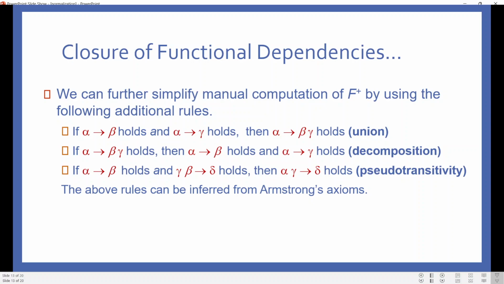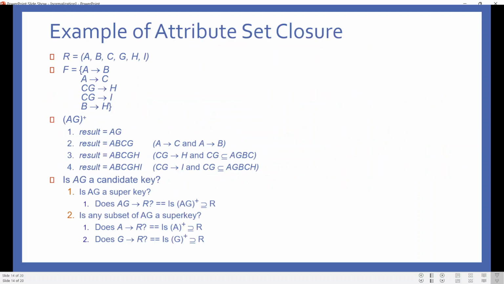We may be using these while finding the functional dependency attribute closure. So let us see one example to find the attribute set closure. R is a relation and A, B, C, G, H, I are the attributes of this relation. Attributes means column headings, you know.